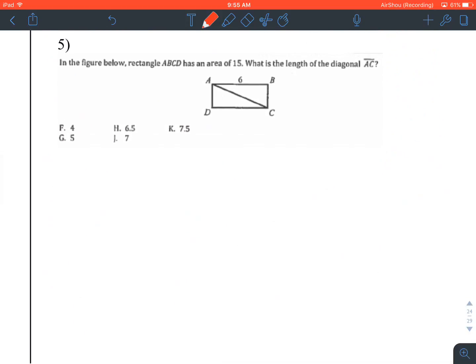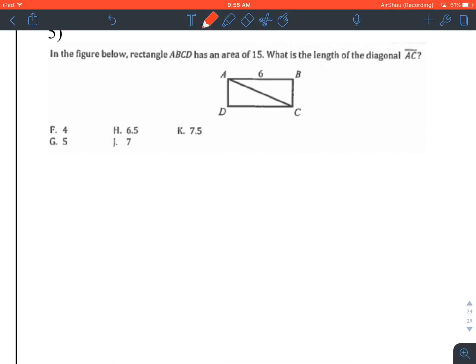Number 5. In the figure below, the rectangle ABCD has an area of 15. What is the length of the diagonal? This is also a 2-part question. To figure out the length of the diagonal, you've got to first find the length of BC. We'll call that X. Once we find that, then we're going to find the length of AC. Actually, let's call this BC y.